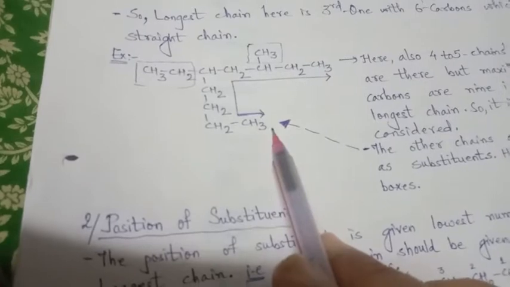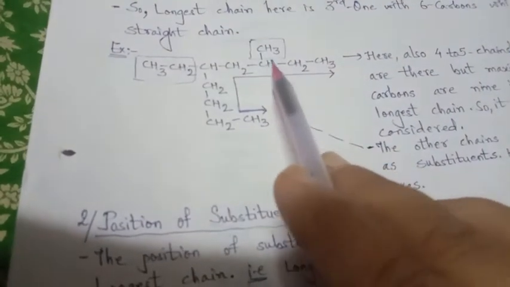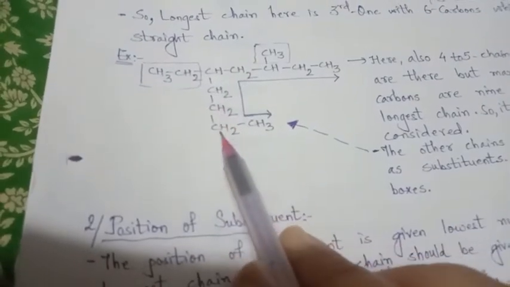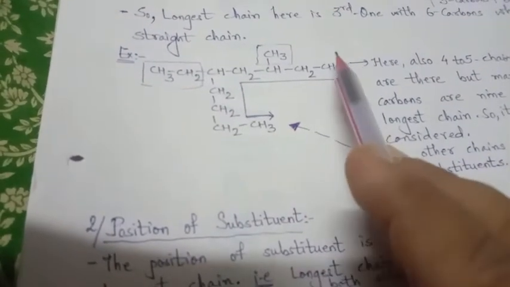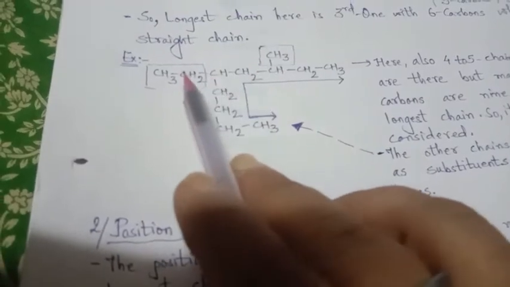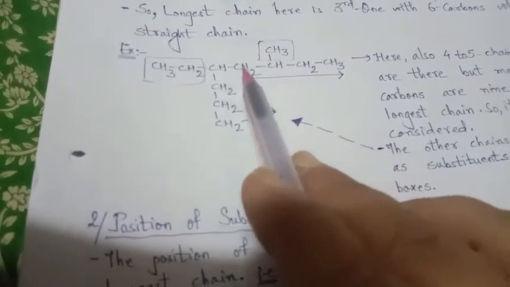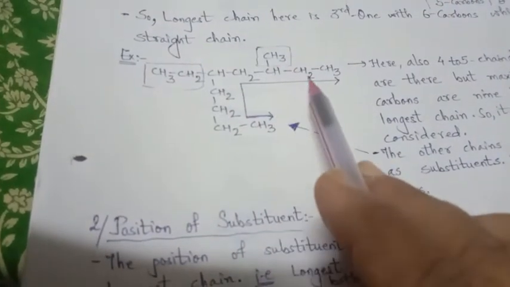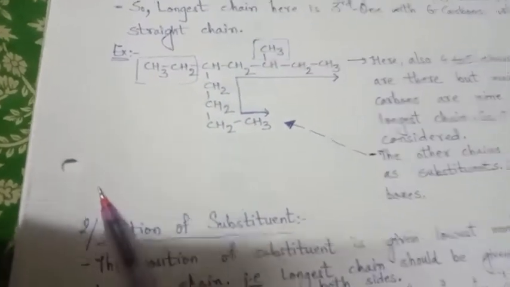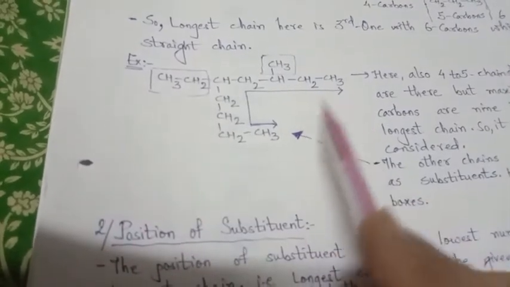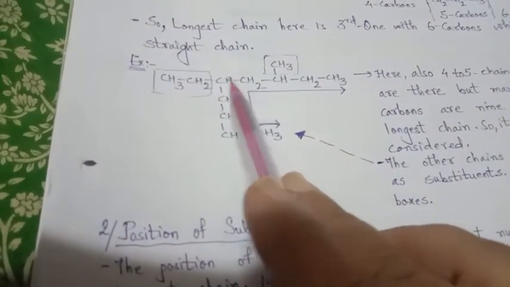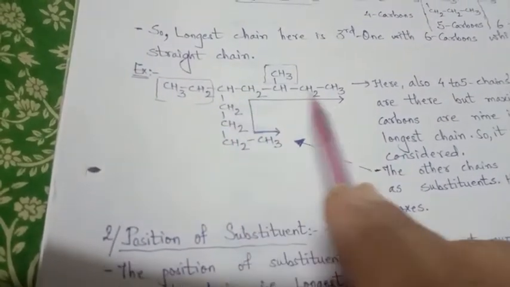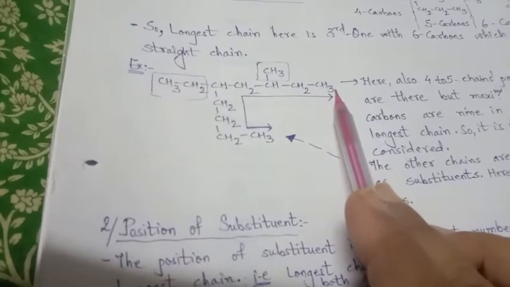Here also 7 carbon. Okay, one more. 1, 2, 3, 4, 5, 6, 7, 8, 9. And if we consider this, 1, 2, 3, 4, 5, 6. 1, 2, 3, 4, 5, 6, 7, 8. And 1, 2, 3, 4. See how many possibilities are there. But the longest one is 1, 2, 3, 4, 5, 6, 7, 8, 9. So this is what we have come across. 9 carbon.